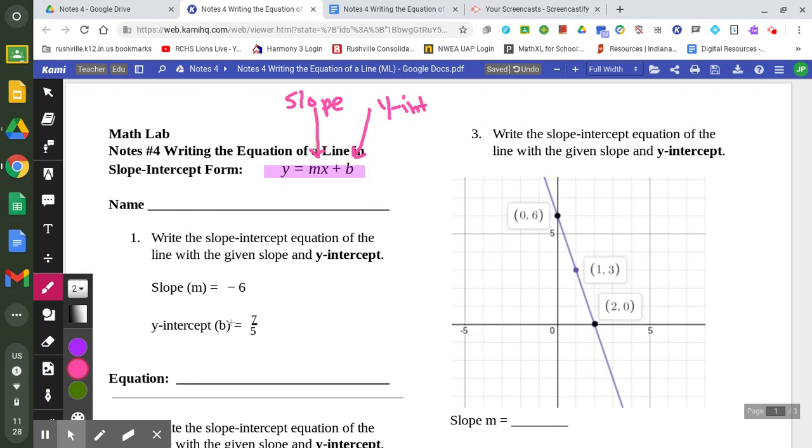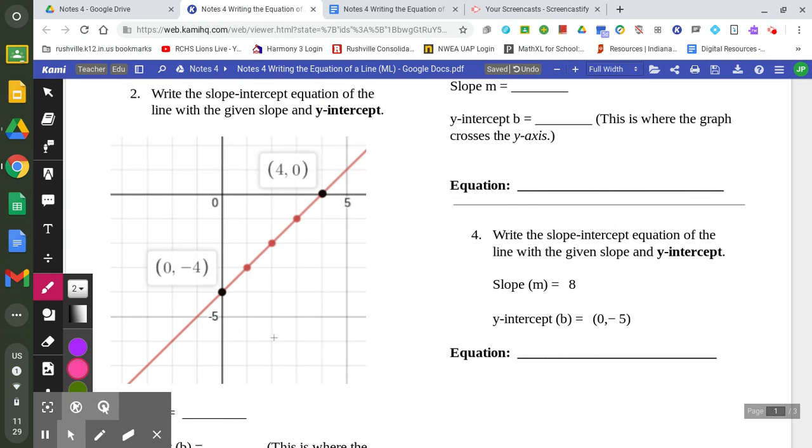So as we look at number 1, we are given a slope and we are given a y-intercept. And we just need to make sure it looks like this form. So we'll always have a y equals, and then next comes the number that represents our slope, -6. Then we'll always have the x. And then the y-intercept is the b, so we've got plus 7/5. And that's what we're expecting for number 1.